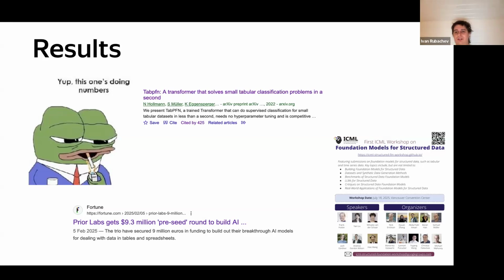There are workshops dedicated to foundation models. Half of the workshop is about tabular foundation models specifically, and this kind of tabular foundation model is at the moment the only one that actually works and is somewhat useful in the scenario of supervised classification on small to medium scale datasets. So it was a nice research direction.